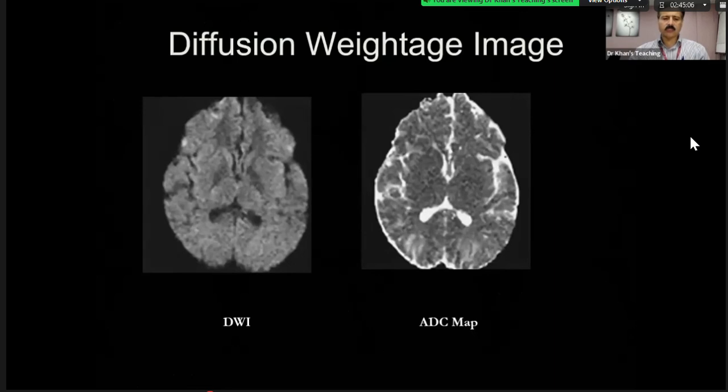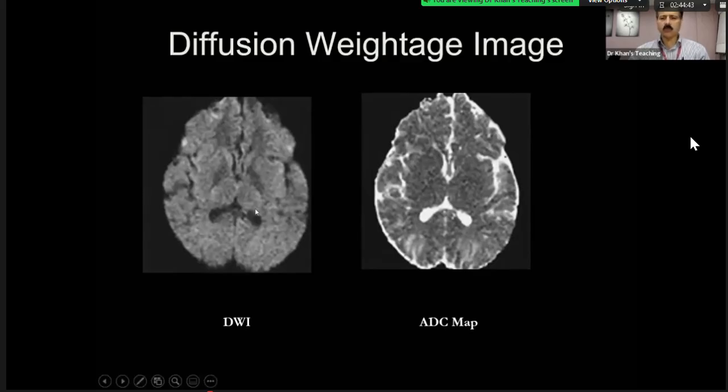A diffusion weighted sequence, of course, is the king sequence as far as acute infarction is concerned. In mouse models, it has been documented to pick up acute infarctions within 10 minutes, and in human beings, maybe 25 to 30 minutes.